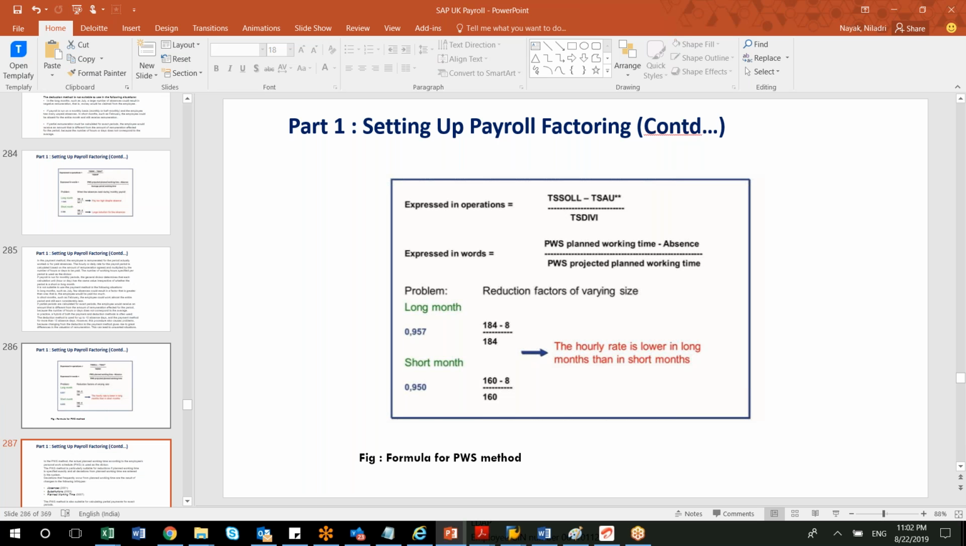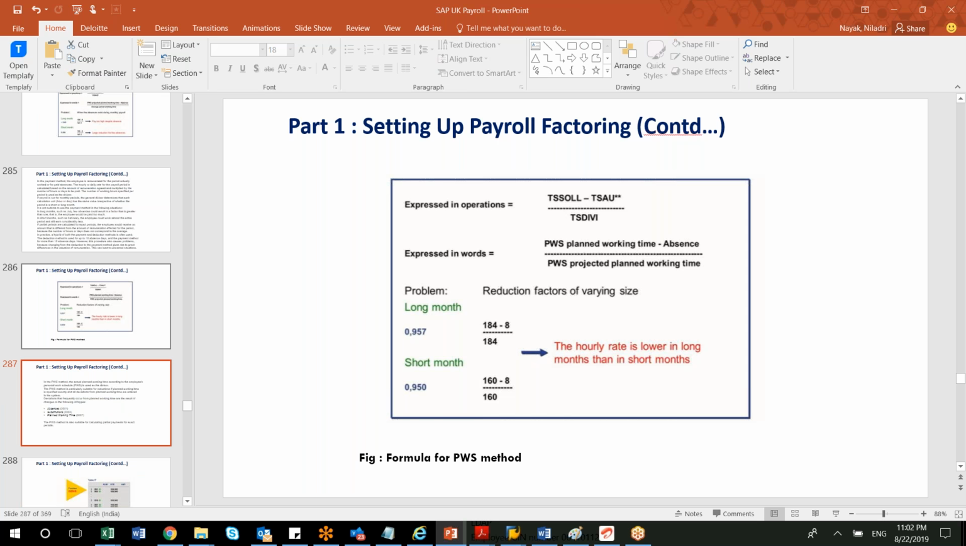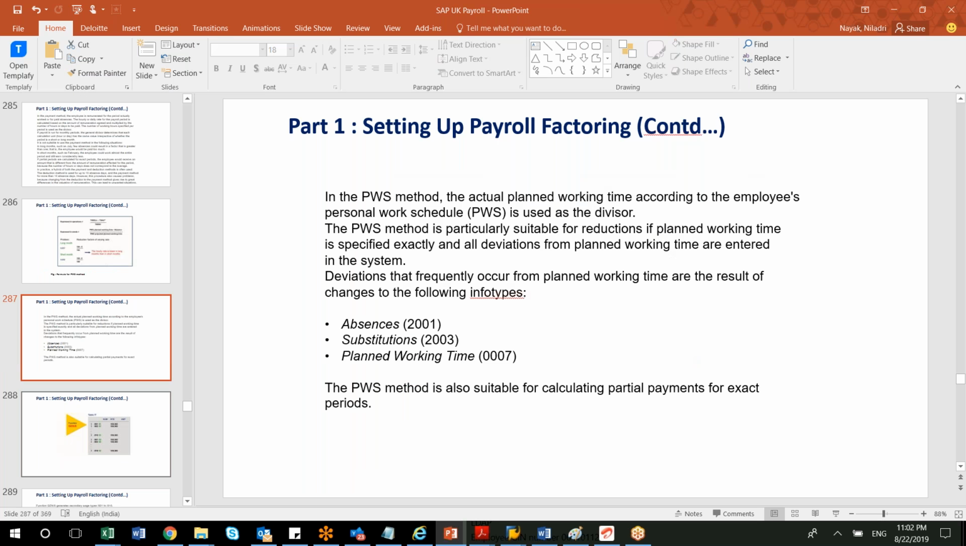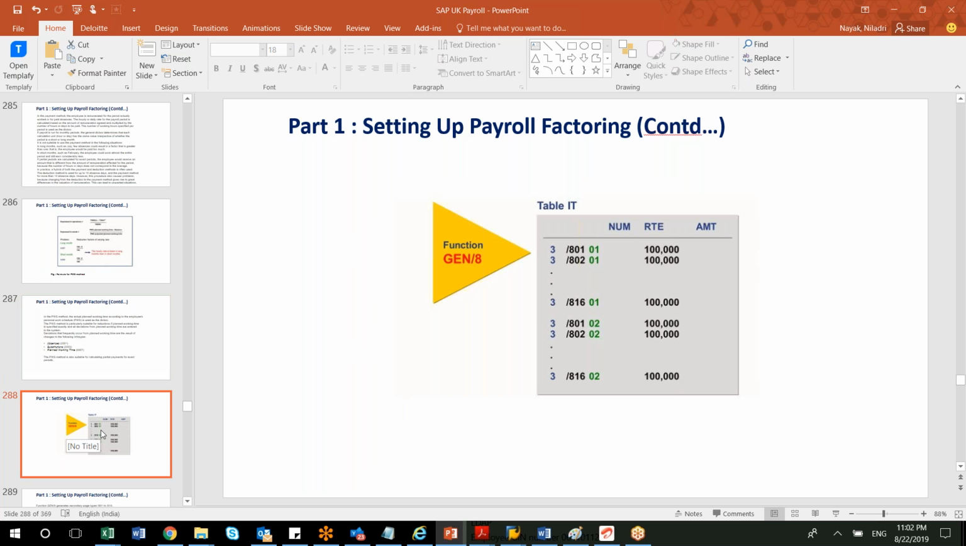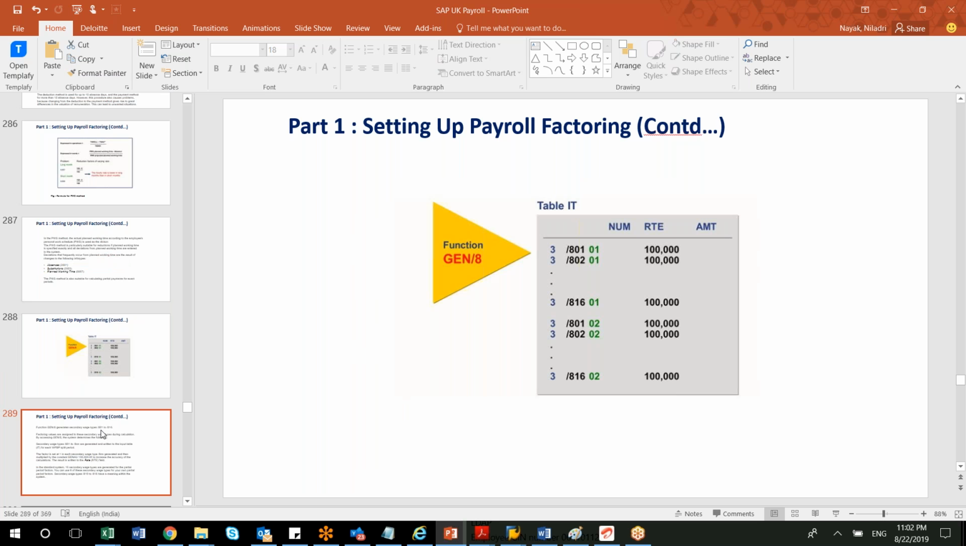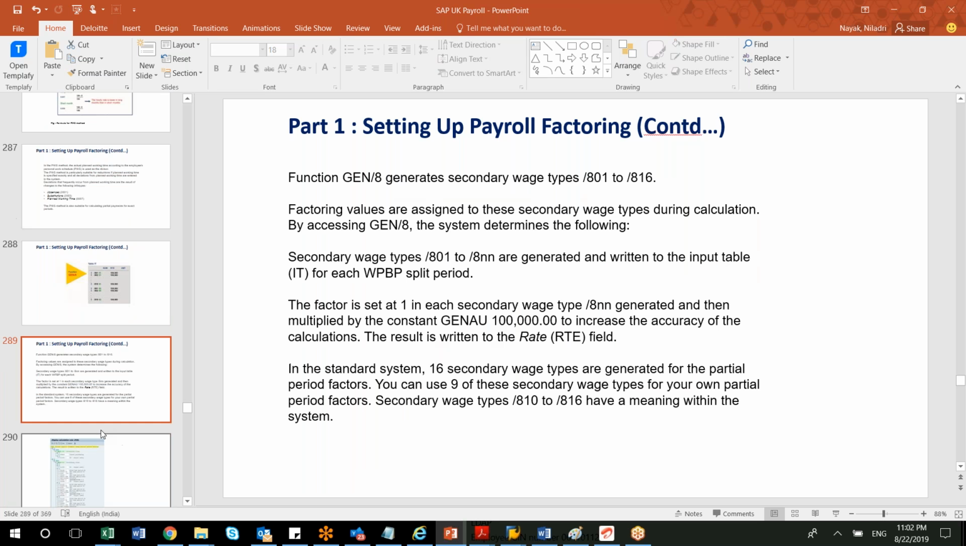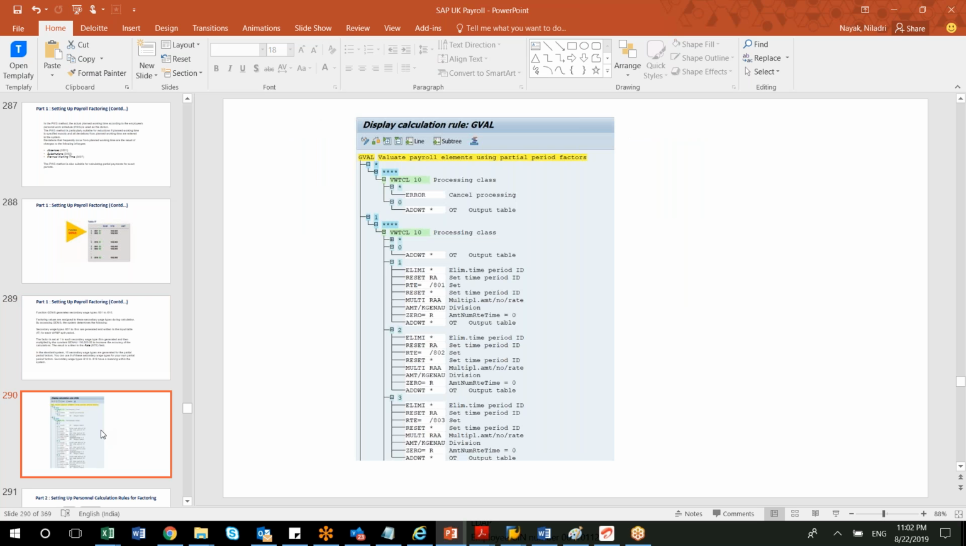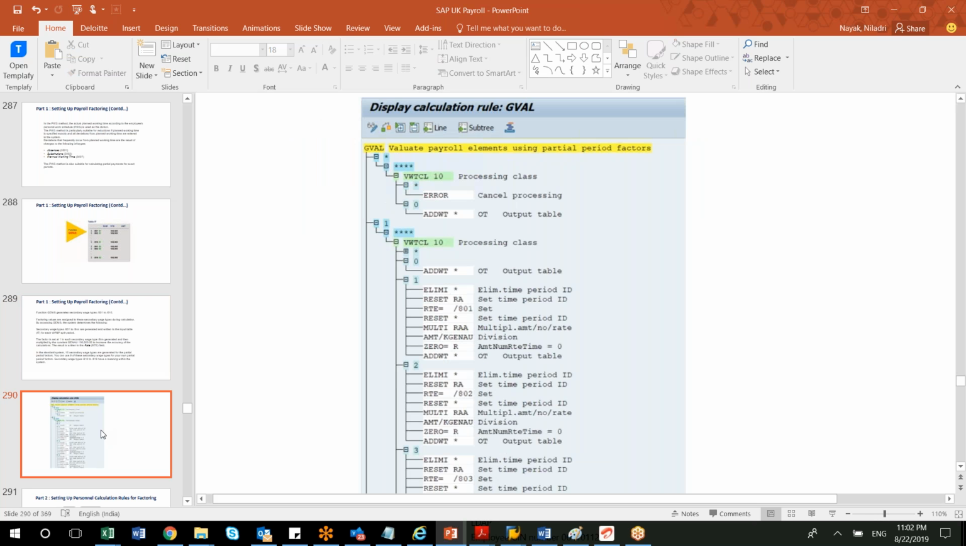Other than that, as I was explaining, another important function is GEN/8. It is responsible for generating all your secondary wage types from /801 to /816. I have explained here how this calculation happens. There are payroll elements, specific to UK payroll, that do the valuation of this entire period, all your partial period factors.